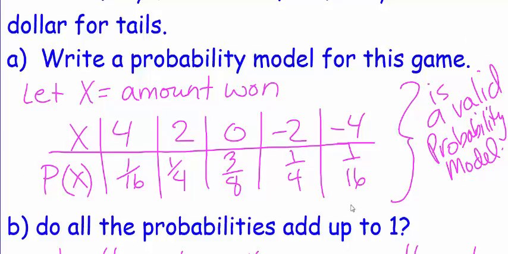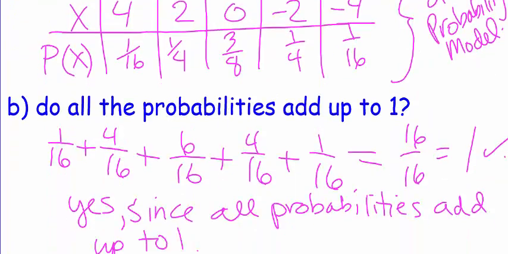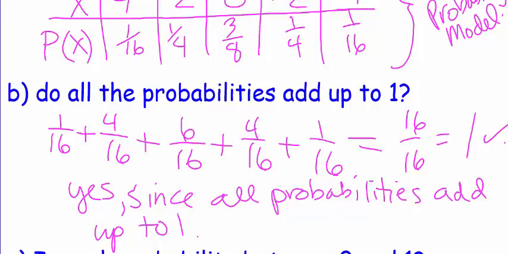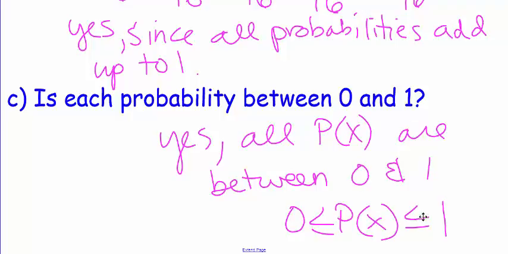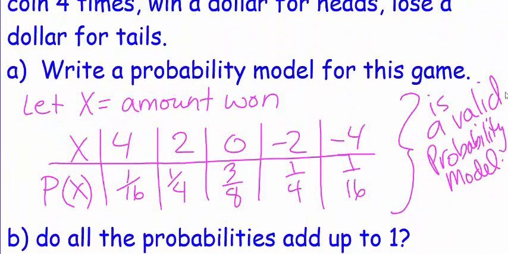So you would sketch your model, you would do the work I did in part B to verify it does add up to 1. You would state that all those probabilities are between 0 and 1, either in words like this or with inequalities like this. And then you can conclude that it is a valid probability model.